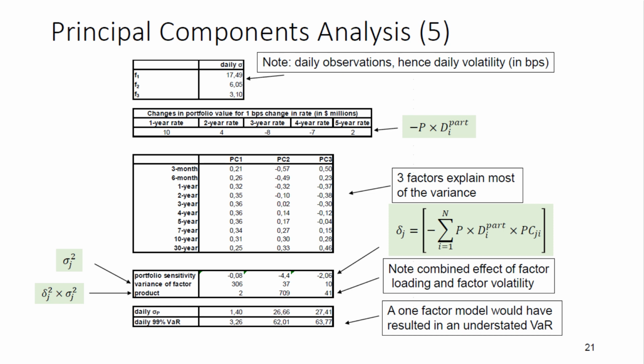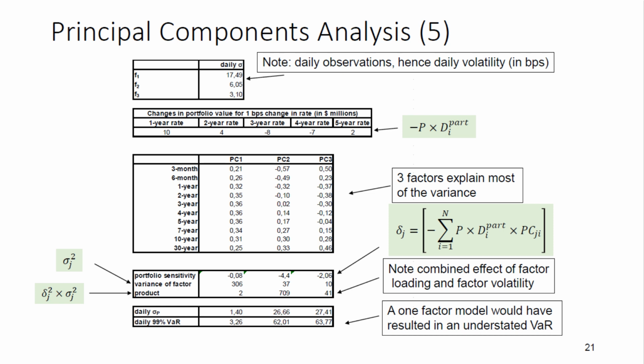So it's minus 2 in this case. Please note that this portfolio sensitivity for these factors is a combination of the partial durations and the principal components. So there is a combined effect there. And obviously what we see is that the portfolio is very sensitive to rotations, and it's not very sensitive to yield curve shifts, so to parallel shifts, because there's only minus 0.08.